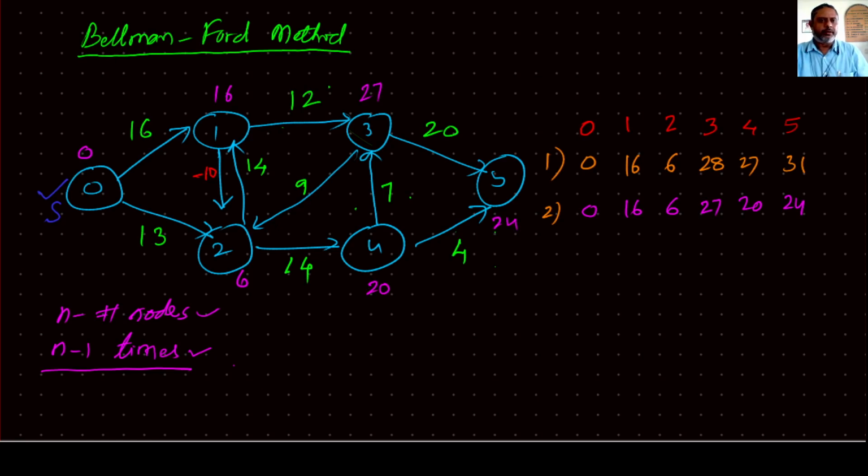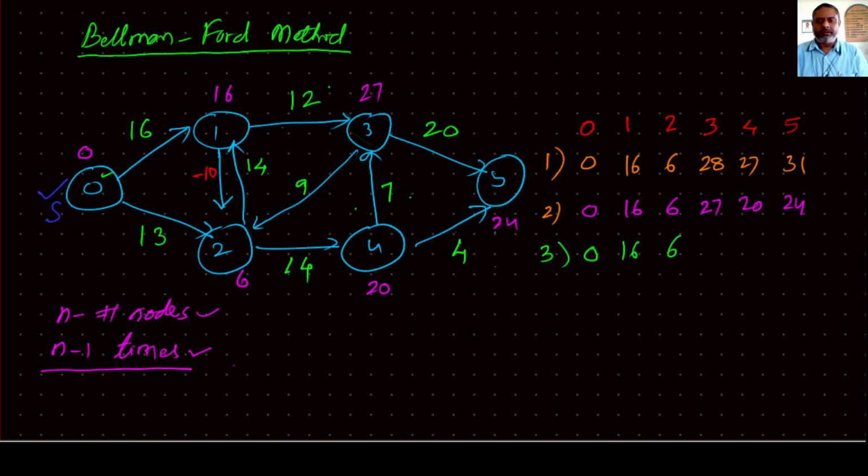So let's begin our third phase. Again start from 0, that makes us go to 2, so that says 13, but it is already 6, nothing to worry. Then go to 1, it says 16, it's already 16, so nothing to worry.